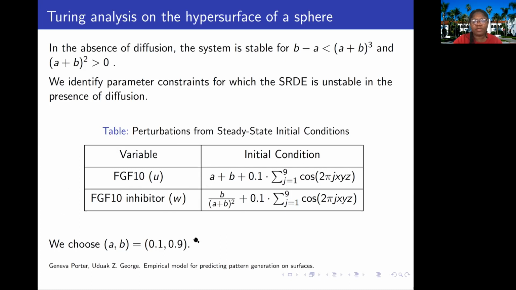To define these initial conditions, we had to solve this model on a sphere, the hypersurface of a sphere, because it's a lot easier for us to play around with that. Once we got everything validated and the a and b values we chose satisfied the conditions for Turing analysis, we used these parameters for the lungs.